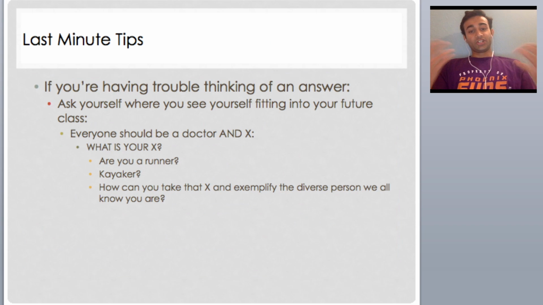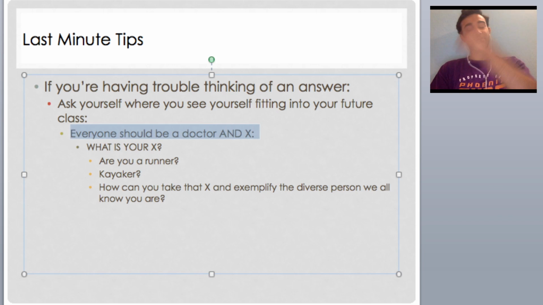So, just some last minute tips. If you're trying to address this question, think about where you see yourself in your future class. As I mentioned to you, everyone should be a doctor and something else. What is that something else for you? Are you the person who's going to go out of your way to be class president, lead your class? Are you super passionate about, I don't know, clean water bottles? Something as small as that is huge, okay? Because something like that is going to set you apart, and that's what these people are looking for.